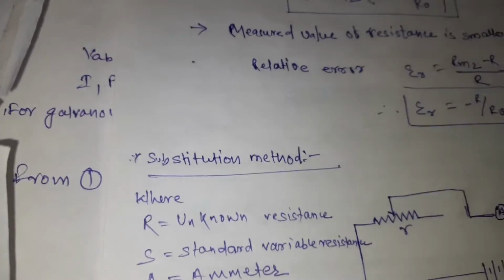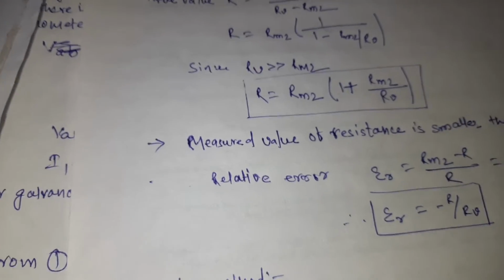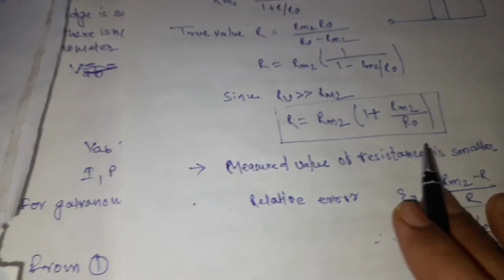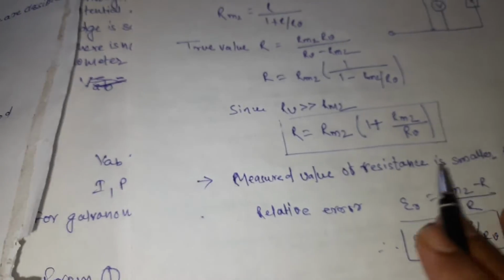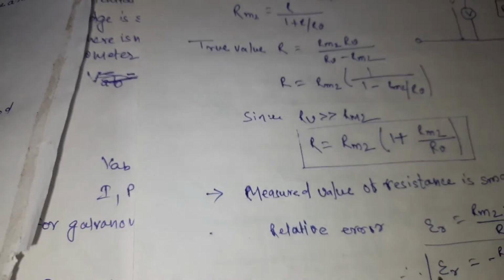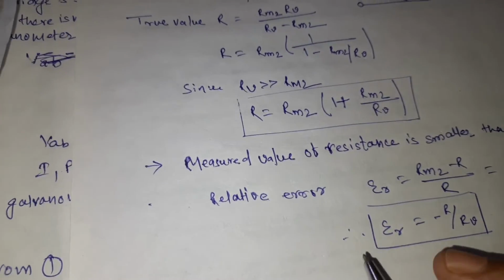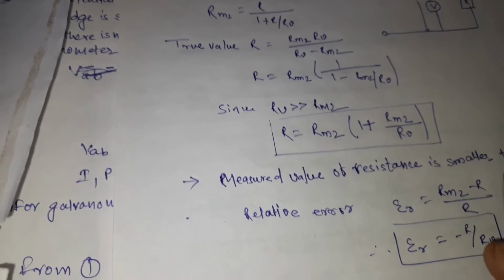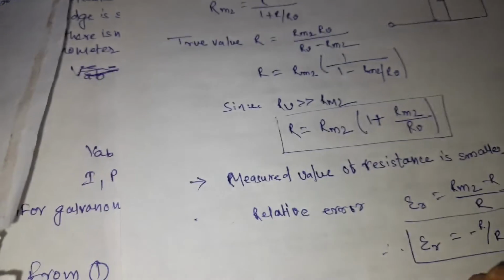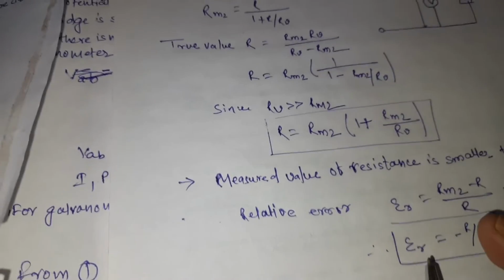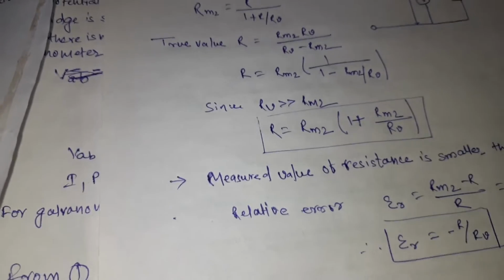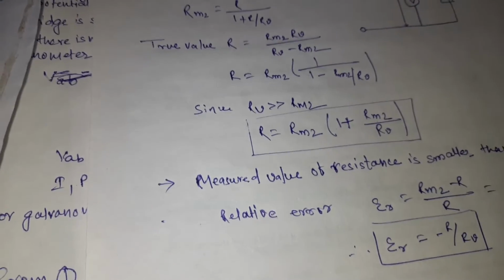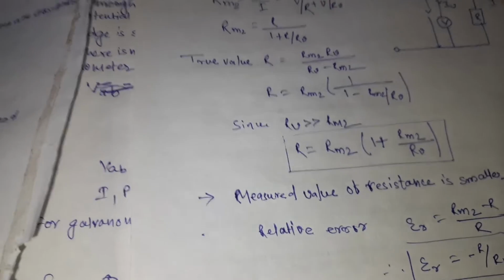In the voltmeter-ammeter method, there is some error due to the voltmeter internal resistance and the ammeter internal resistance. But the internal resistances of the voltmeter and ammeter are very small compared with the measured resistance, so this error is very small.